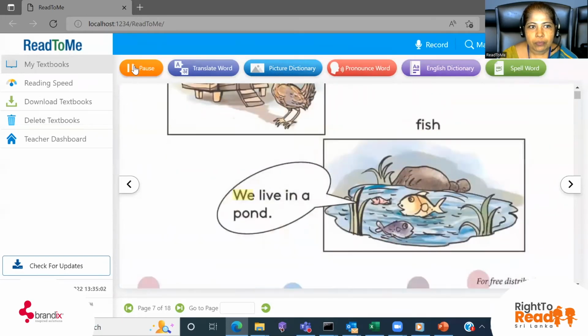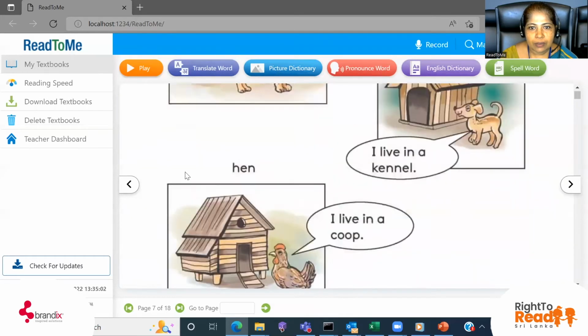Fish. Where does a fish live? We live in a pond. So where does a fish live? In a pond. Yeah. Okay, very nice.